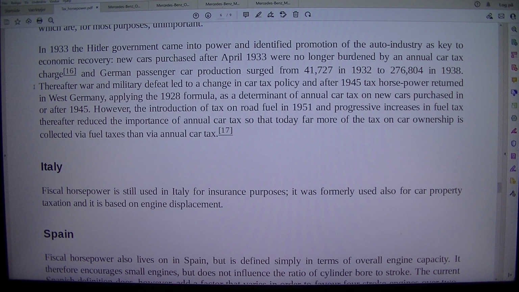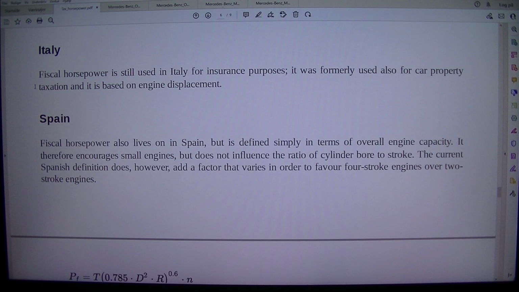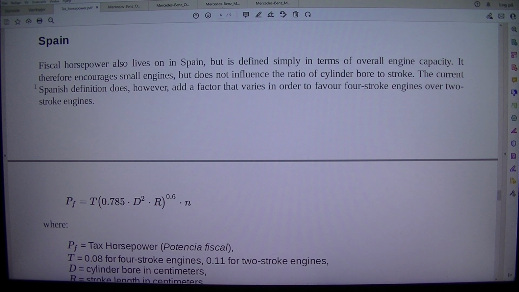17. Italy. Fiscal horsepower is still used in Italy for insurance purposes. It was formerly used also for car property taxation, and it is based on engine displacement. Spain. Fiscal horsepower also lives on in Spain, but is defined simply in terms of overall engine capacity. It therefore encourages small engines, but does not influence the ratio of cylinder bore to stroke. The current Spanish definition does, however, add a factor that varies in order to favor 4-stroke engines over 2-stroke engines.